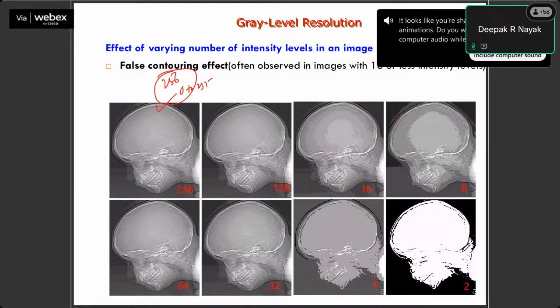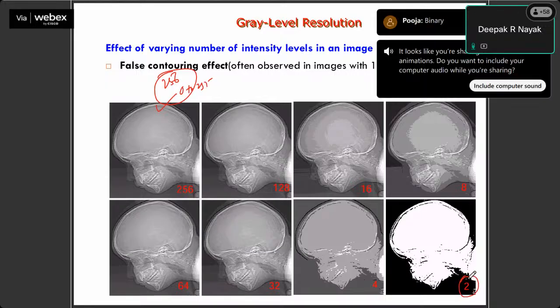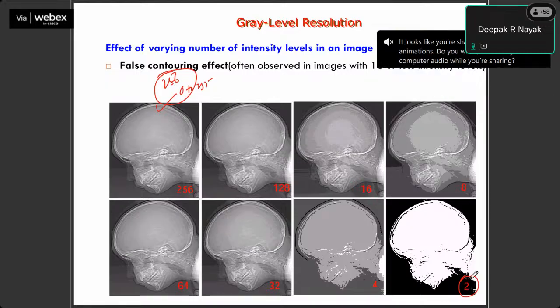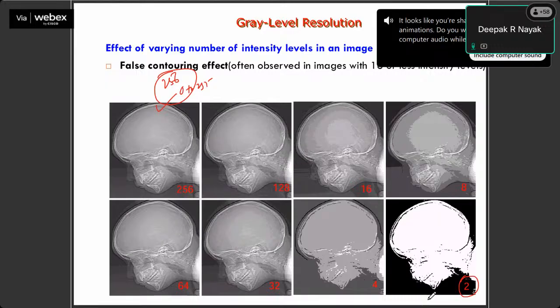What is this? Who can tell me? What is this, the last one? The last one is nothing but the image where there are only two colors, that is 0 and 255, black and white. And what you can observe here is that all the important information we have, all the structure of the bone, the patterns, the skull, and everything, is not at all visible over here.